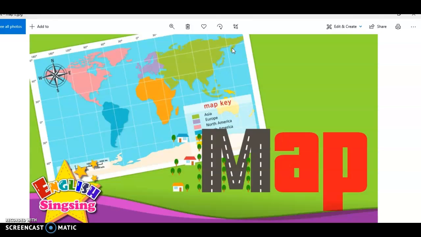Excellent. So on the next slide, you're going to go ahead and write down your notes on what is a map, what is a map key or legend, and tomorrow we'll learn a little bit about reading maps.